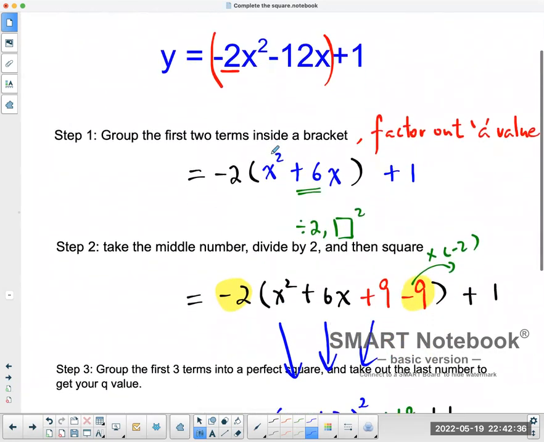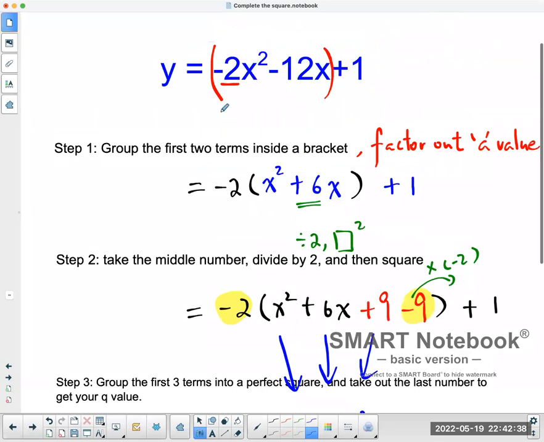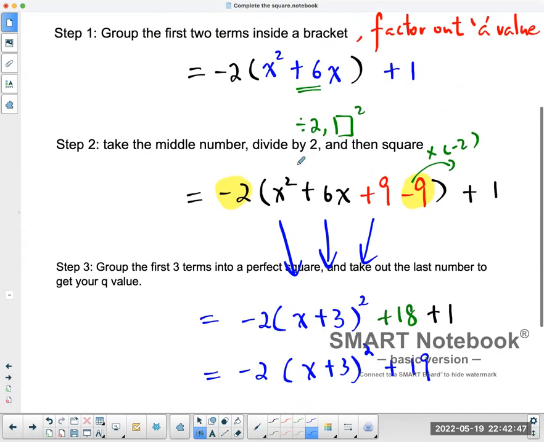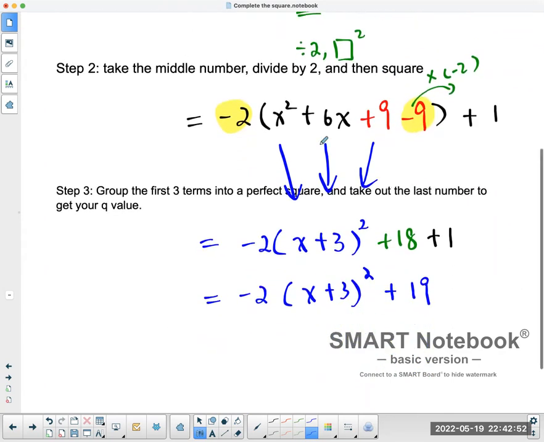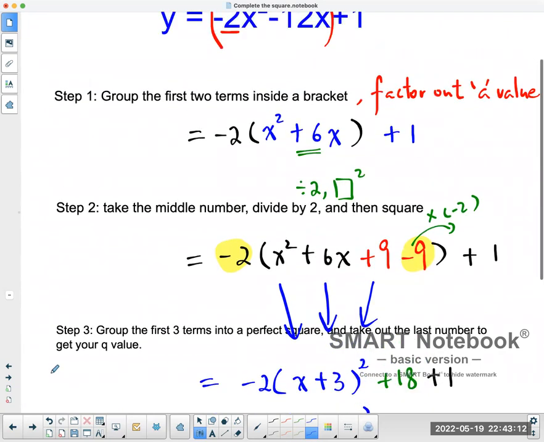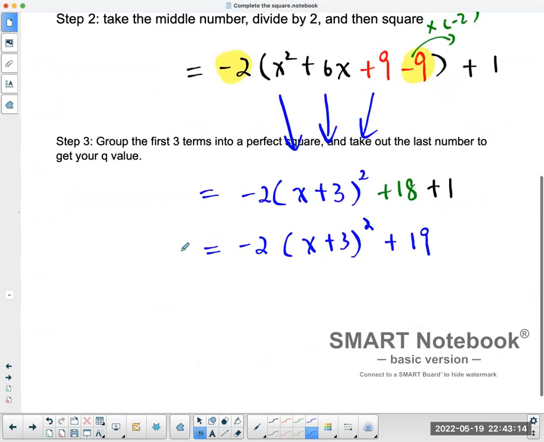So 3 steps still, but it's modified a little bit. The first step, not only do you just group off the first 2 terms, you need to take out the a value. You need to factor out the a value. Second step's the same. We take the middle number, divide by 2 and square. Then you have the plus 9 and the minus 9. The third step, we're going to group up the first 3 terms into a perfect square. We need to take this 4th term out. But make sure when you take this out, you always have to multiply by the a value. That will create your new constant. So this is completing the square, which allows you to go from standard form to vertex form.